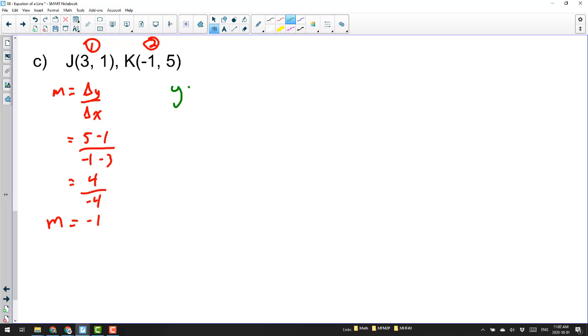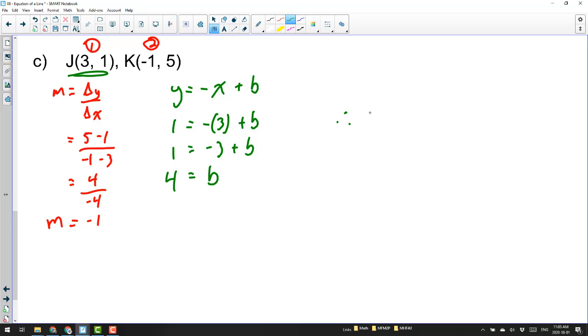So I know y equals negative 1x plus b. Now I plug in my point. I'm going to choose point J to plug in. So 1 is equal to negative 1 times negative 3, my x value, plus b. So 1 is equal to 3 plus b. Subtract 3 from both sides. I get a b value of negative 2. So therefore, y is equal to negative x minus 2.